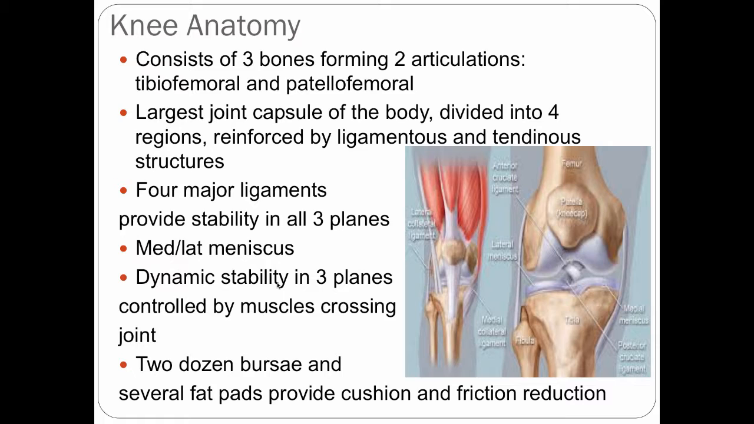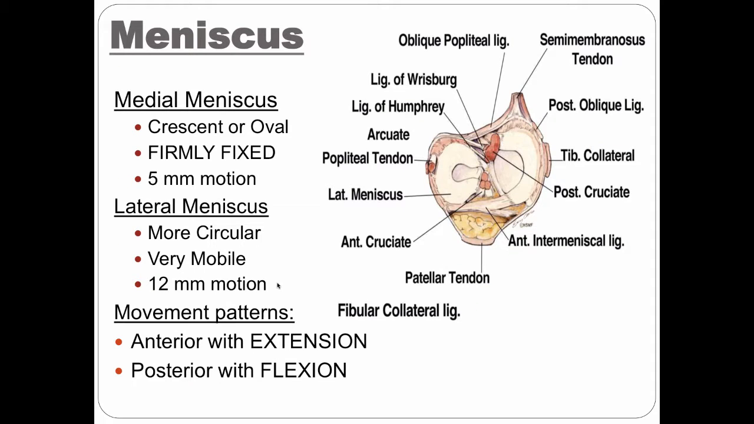We have a medial and lateral meniscus, and our dynamic stability in three planes is controlled by muscles crossing the joints. We have a high number of multiple or two joint muscles which cross the knee joint. We have at least 24 bursa and several fat pads that provide cushion and friction reduction.